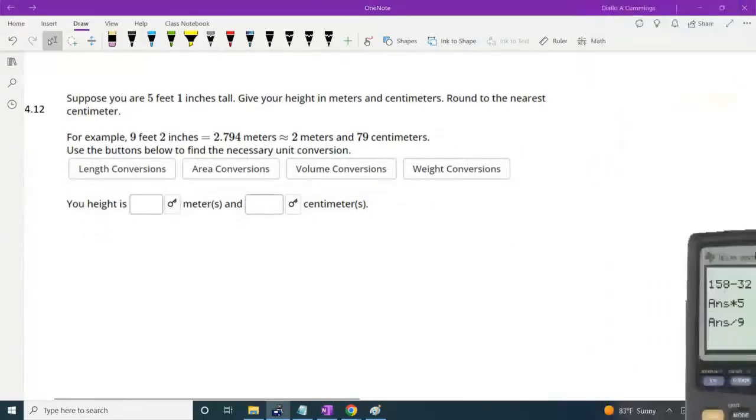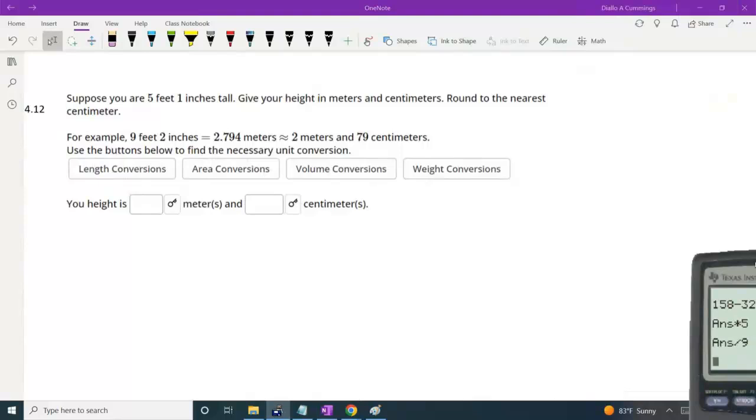All right, and then this is problem number 12. It says, suppose you're 5 feet 1 inches tall. And I forgot to put the conversions on this one. Let's see. You're 5 feet 1 inches tall. Give your height in meters and centimeters and round to the nearest centimeter. They kind of give you an example. 9 feet 2 inches is 2.79 meters, and that's 2 meters 79 centimeters. So we have to convert 5 feet 1 inch to meters and centimeters.